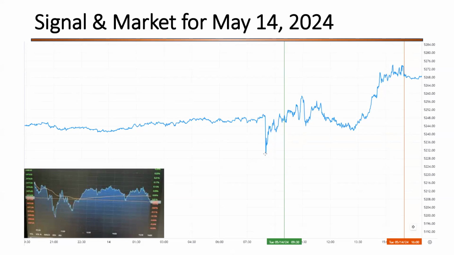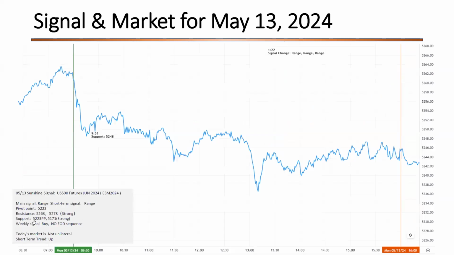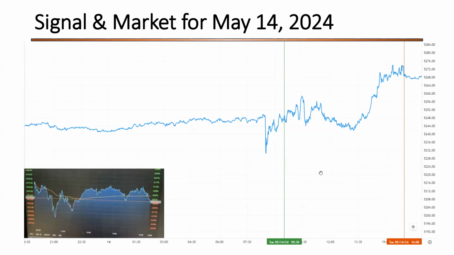this 5228 support, which interestingly, if you look up, was our support and our pivot point from the day before. So the market came down to this level, and it didn't quite get down that much, but overall this zone held, and it had a pretty immediate and quick bounce back up.